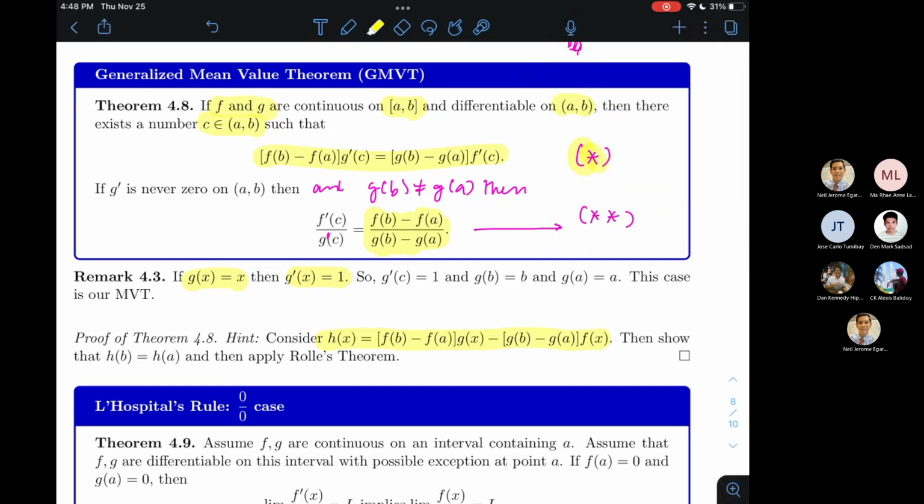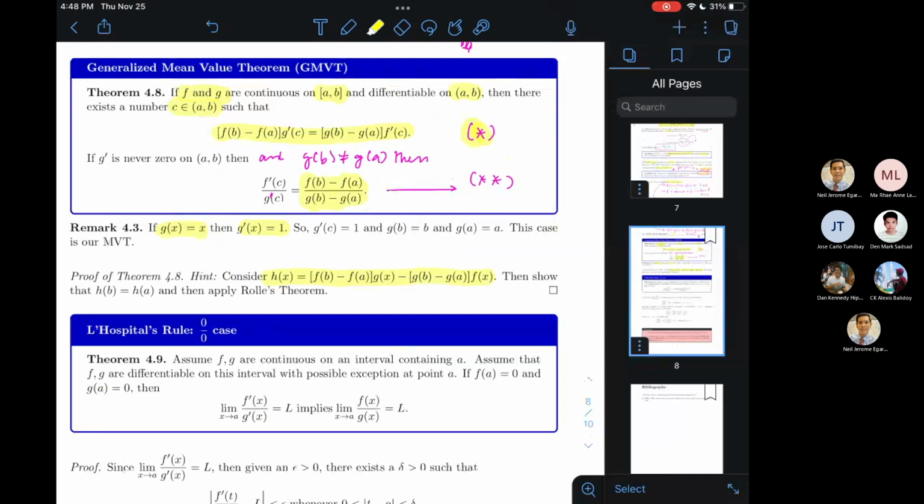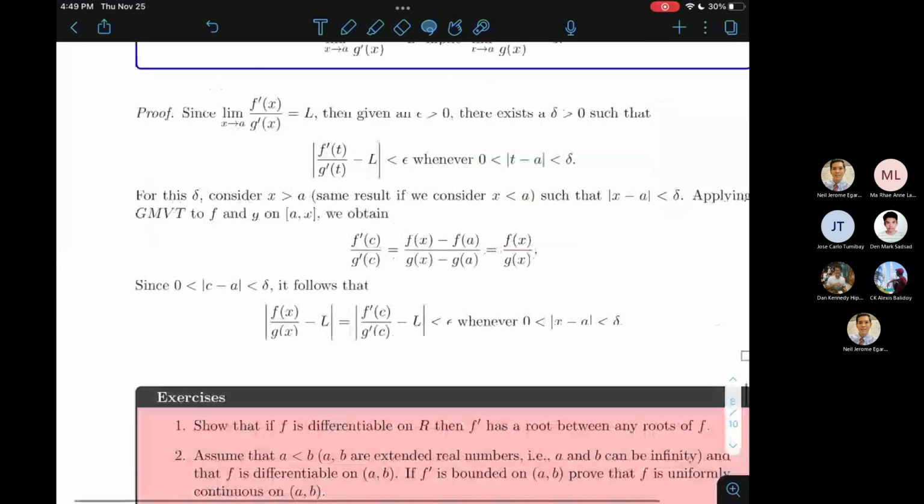And this is one of the illustrations kaya lagi kong iniisip na, or at least for me, mas mahirap yung proof sa analysis kesa sa algebra. Kasi marami tayong mga functions na kino-consider seemingly out of nowhere. Alright? So nagde-design tayo ng functions, nagko-construct tayo ng sets para mag-suit dun sa purpose natin. Okay? So the hint of theorem 4.8 says, let's consider this function h. You will see later why this function h is chosen. And it says that we just need to apply Rolls Theorem for it. So tingnan natin.